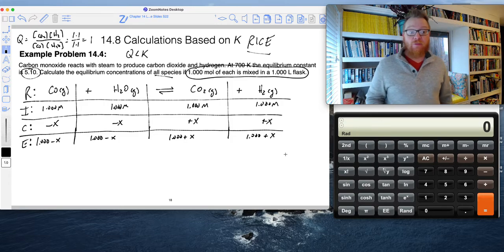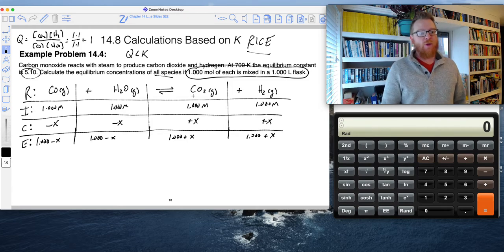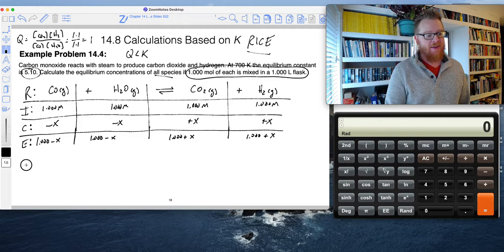And so we can plug everything into the equilibrium expression. We can do that by saying K equals, and we know that K is 5.10, given to us right there. And once again, we know it's CO2 times H2 on the top.